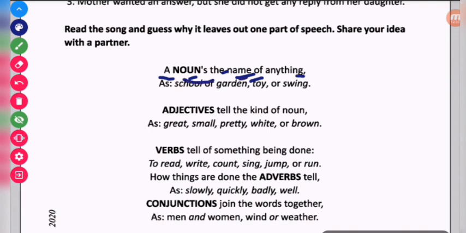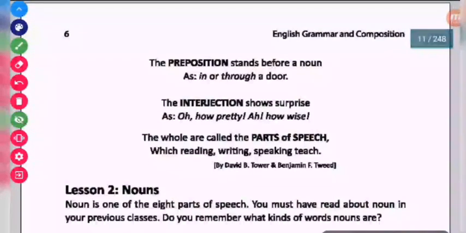Announce the name of anything, as a school or garden, toy or swing. Adjectives tell the kind of noun, as great, small, pretty, white or brown. Verbs tell of something being done, to read, write, count, sing, jump or run. How things are done, the adverb tells, as slowly, quickly, badly, well. Conjunctions join the words together, as man and woman, wine or weather. And then the preposition stands before a noun, as in or through a door. The interjections show surprise, as oh, how pretty, ah, how wise. The whole are called the parts of speech, with reading, writing, speaking, touch.